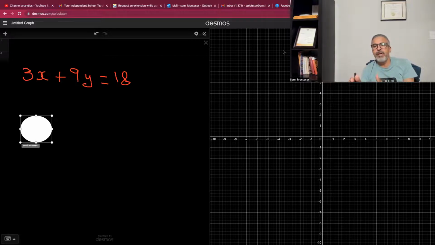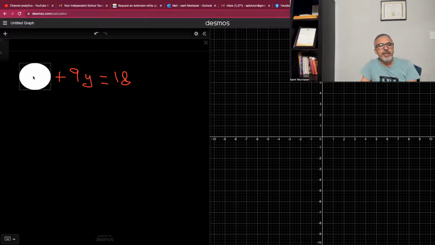I have a very easy way of how to find the y-intercept and the x-intercept. So I want you to watch how you find the y-intercept and the x-intercept, and then graph it really fast. So to find the x-intercept, I'm just going to explain that to you before I start graphing it. To find the y-intercept, you take this thing here, cover this. What value of y will give you 18? It's 2. So the y-intercept is 2.